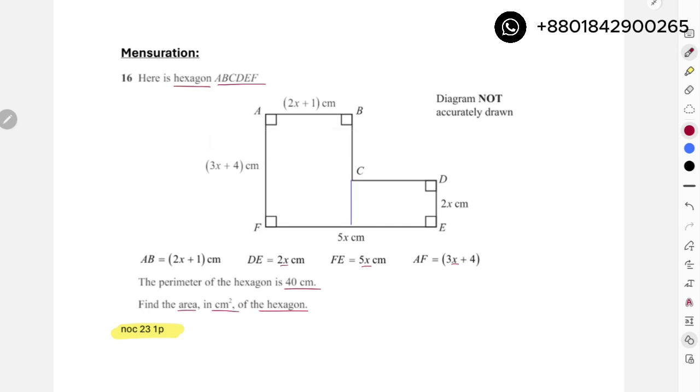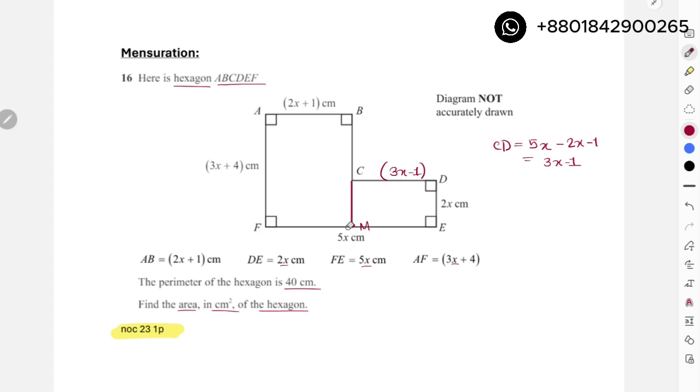Okay, now at this point, I'm considering this point as M. So we have AB as 2x plus 1, that means FM is also going to be 2x plus 1. If the total length here is 5x, that means this one, CD, is going to be 5x minus (2x plus 1), right? So CD over here is actually 5x minus 2x minus 1, so you eventually end up with 3x minus 1. So this portion is 3x minus 1.